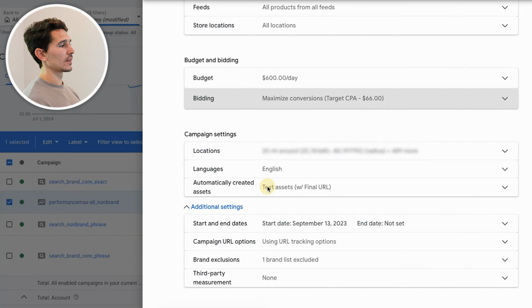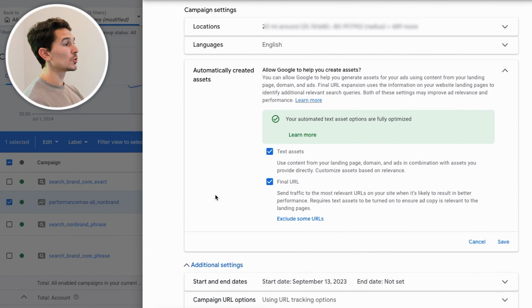So back to our Performance Max campaign. We've also in this campaign allowed for automatically created assets to be selected. This is something I go back and forth with. It depends on the brand. This brand is very flexible with what we say. They're very comfortable. They don't have much sensitivity on this. So in this case, we do allow text assets to be created.